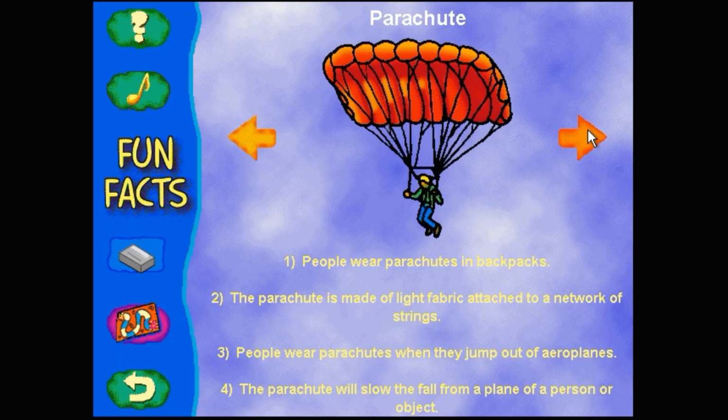Parachute. People wear parachutes in backpacks. The parachute is made of light fabric attached to a network of strings. People wear parachutes when they jump out of aeroplanes. The parachute will slow the fall from a plane of a person or object.